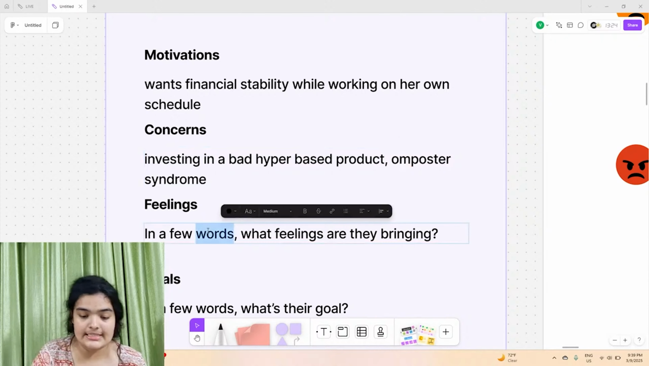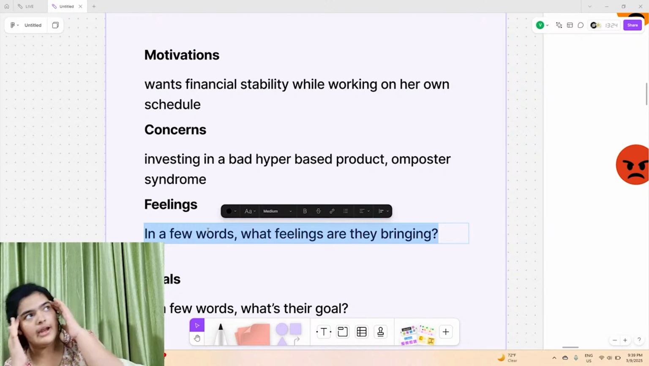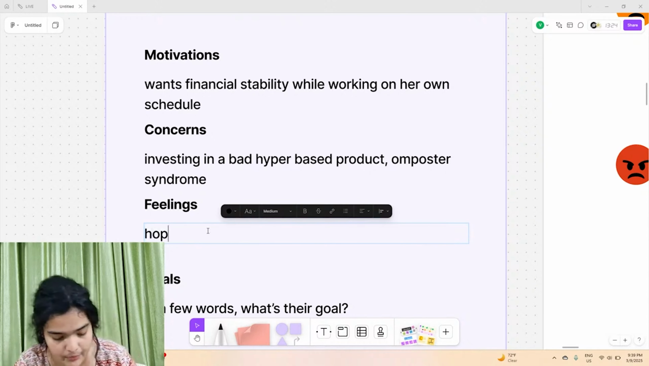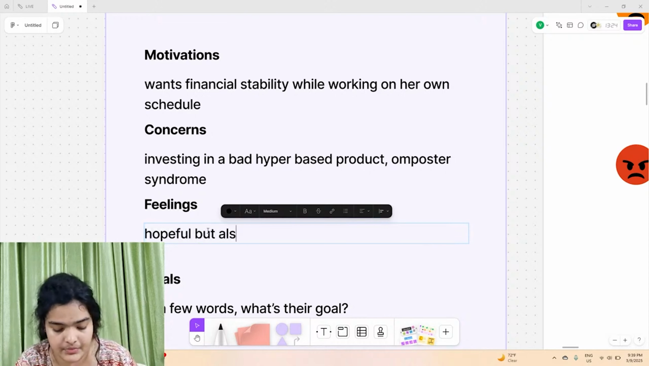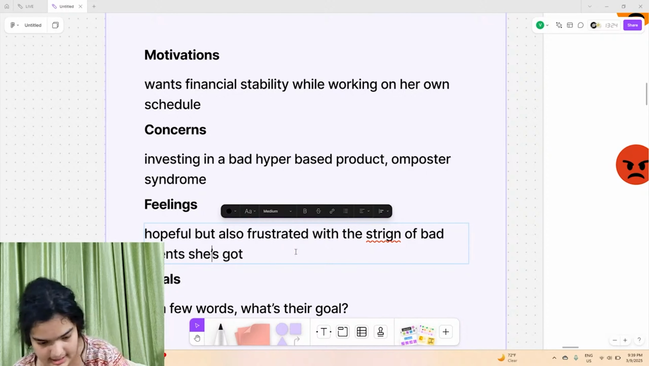What are the feelings that they are bringing into our journey? So what is the brain mindset with which they're coming into the product? Are they happy? Are they sad? Basically, for Maya, she is hopeful but also has her doubts, right? As she should. She is hopeful but also frustrated with the string of bad clients that she has got. Hold up, let me correct the grammar because we don't want to make the grammar gods mad.